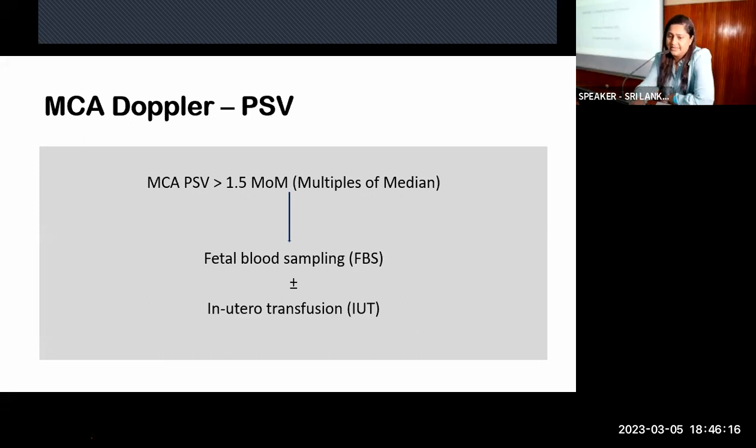So when the MCA peak systolic velocity is greater than 1.5, as mentioned, it is highly sensitive in predicting fetal anemia, and it is highly suggested that the fetus has moderate to severe anemia. Therefore, we may proceed with fetal blood sampling, plus or minus intrauterine in utero transfusion.